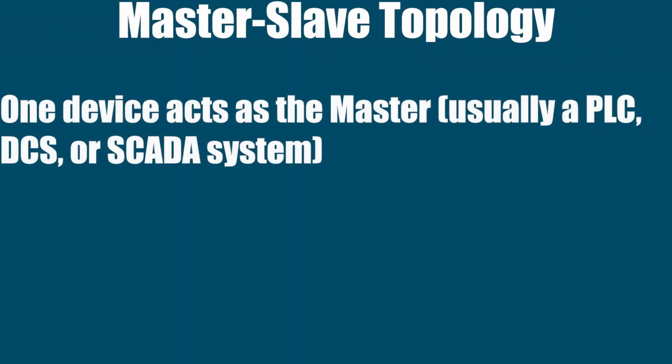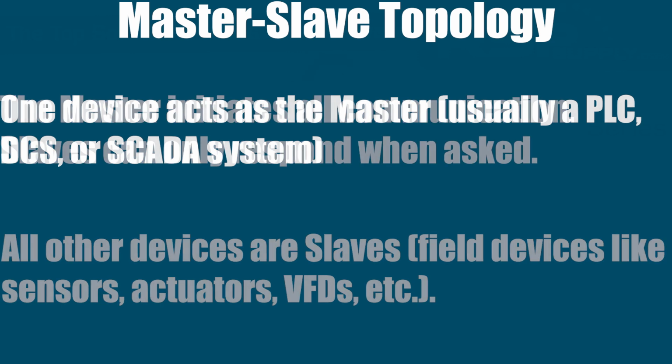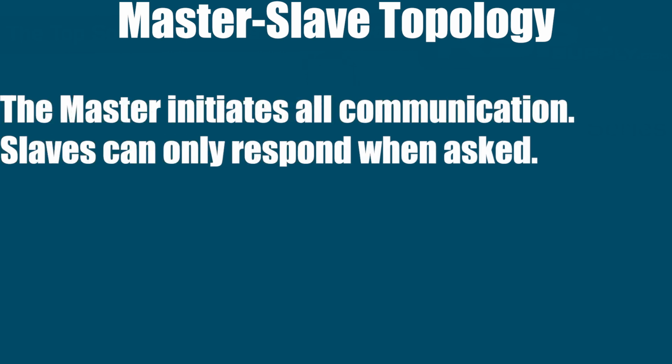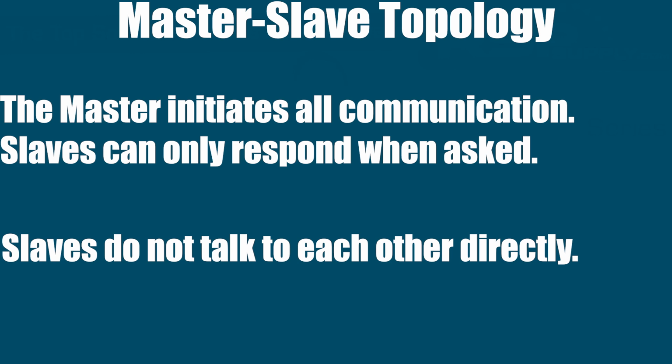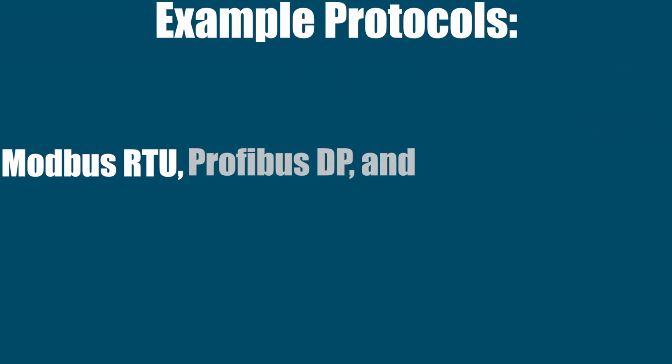Within a master-slave topology, the way that it works is one device acts as a master. That's usually a PLC, a distributed control system, or a SCADA system. All the other devices are slaves, devices like field devices, sensors, actuators, VFDs, etc. The master initiates all communication. Slaves can only respond when asked. Slaves do not talk to each other directly. Some example protocols you're going to see in the master-slave topology are Modbus RTU, Profibus DP, and DeviceNet.